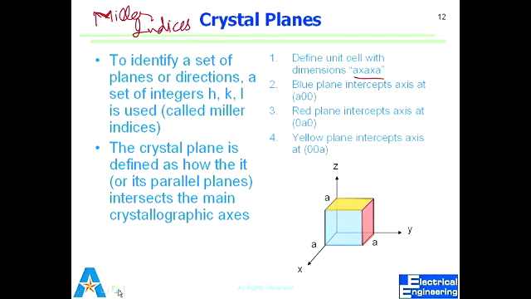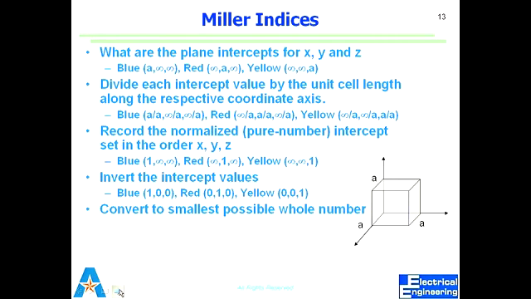But let's look at how we calculate this. So the yellow is the z plane, the red is the y plane, and the blue is the x plane. Again, what's the direction of the vector of the surface? Follow the process: how do we get to Miller indices? It has all these underlying principles which we have known for a long time.